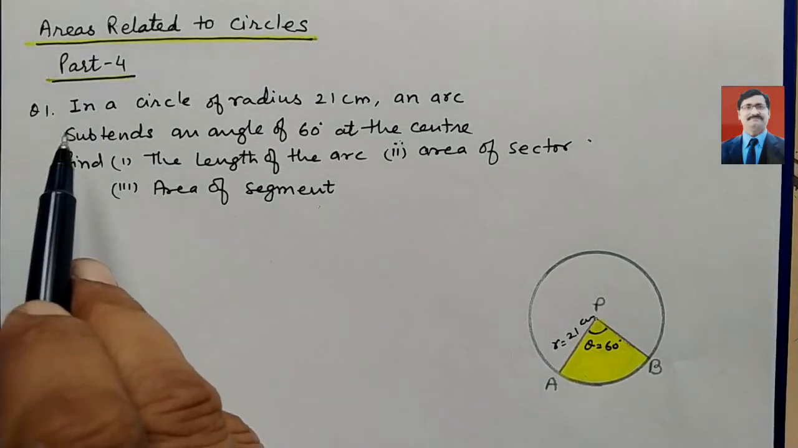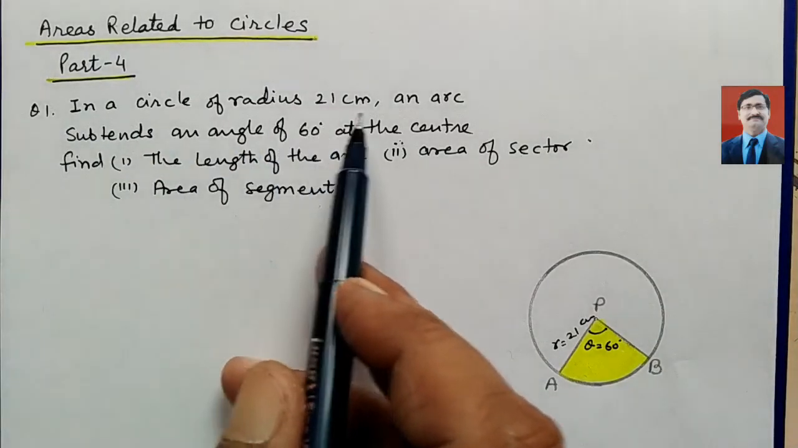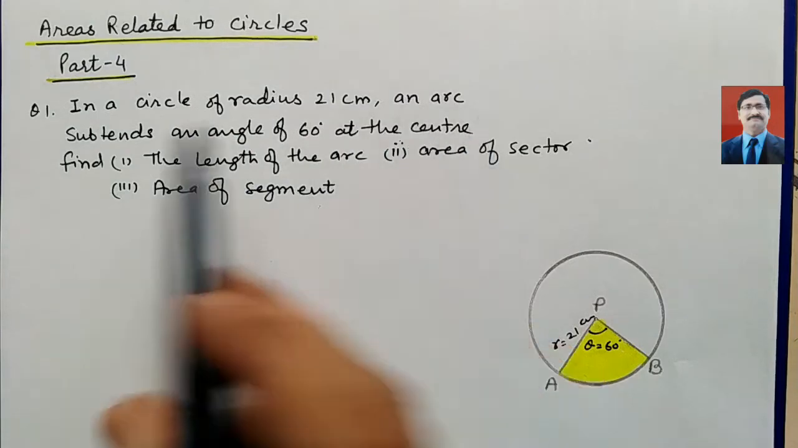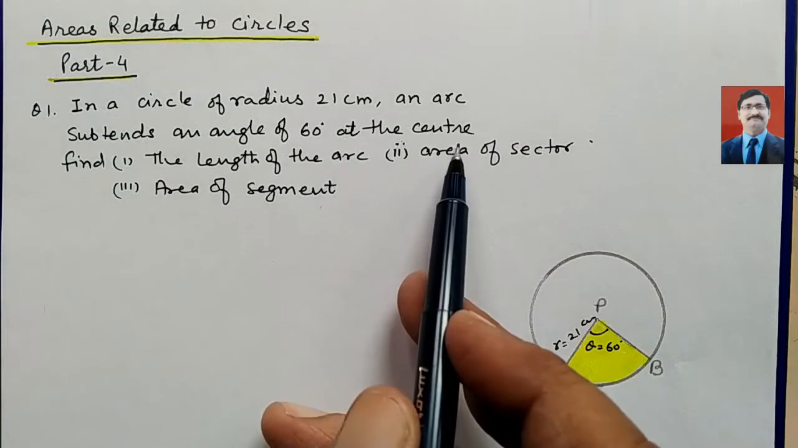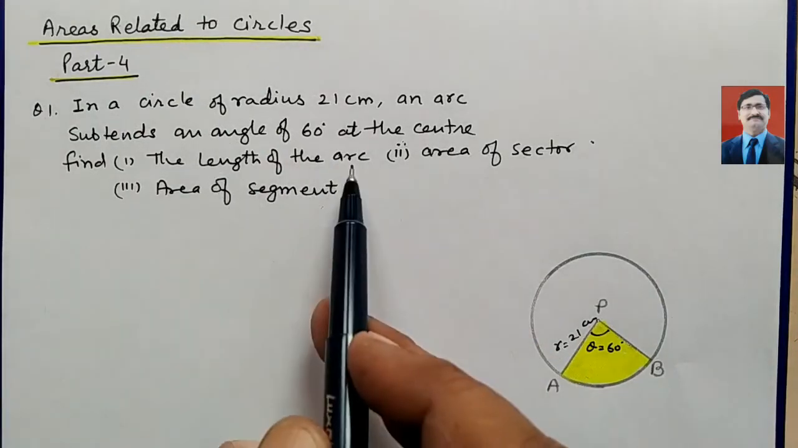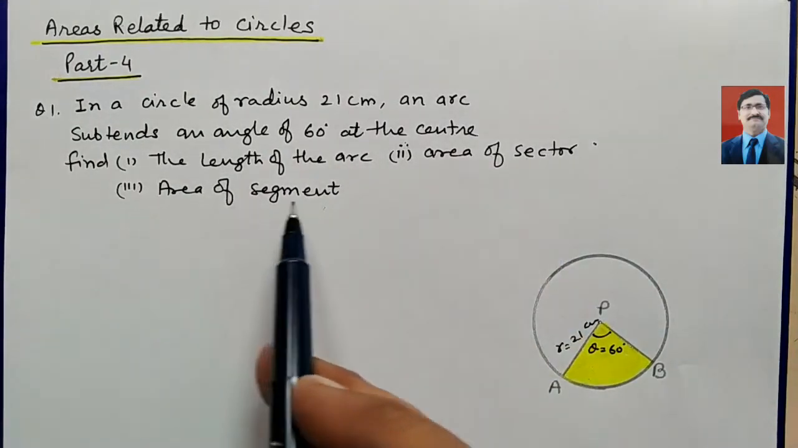So look here, in a circle of radius 21 centimeter, an arc subtends an angle of 60 degree at the center. Find the length of arc, area of sector and area of segment.